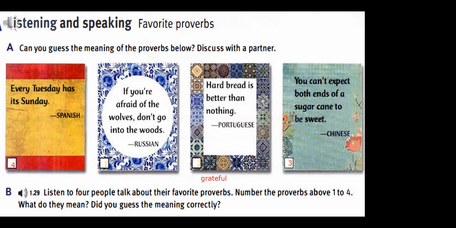4. You know, things haven't been so great lately. I feel like I've been hit with a whole bunch of problems all at once. But I have a favorite proverb that always makes me feel better. It's, every Tuesday has its Sunday. That's what we say in Spanish to cheer people up. You know, it means there are always going to be some bad days, but there are going to be good days too. You just have to be patient.